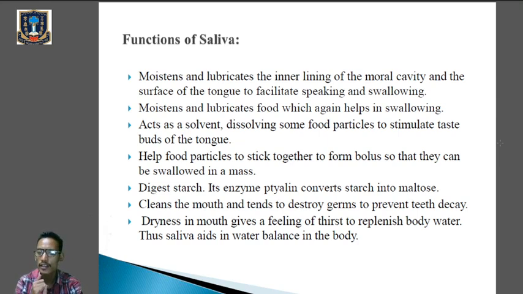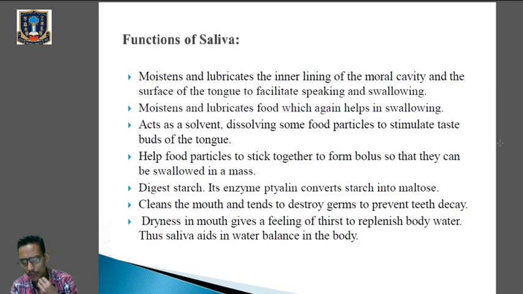It digests starch. Its enzyme ptyalin will convert the starch into maltose. This point is very important. The enzyme, that is ptyalin or salivary amylase, which is secreted by the salivary gland, will convert the starch into maltose. So it will digest the starch. Next one, it cleans the mouth and tends to destroy the germs to prevent the teeth decay. And dryness in mouth gives a feeling of thirst.